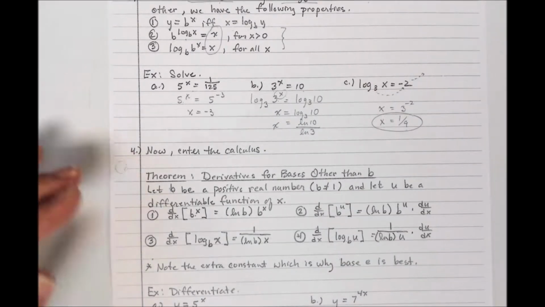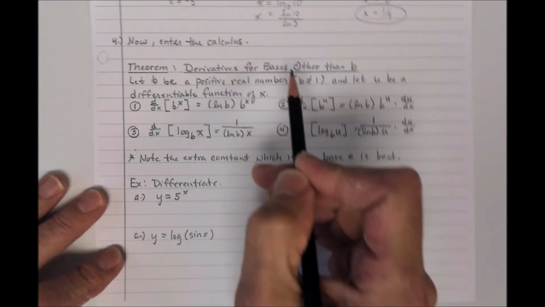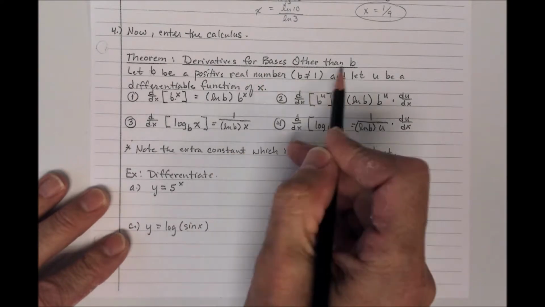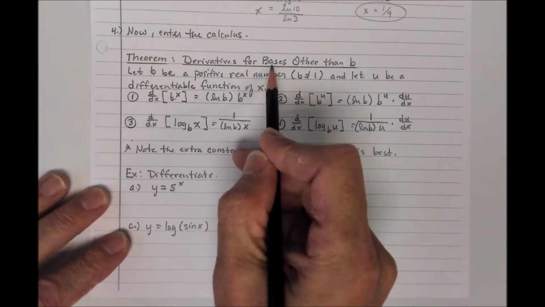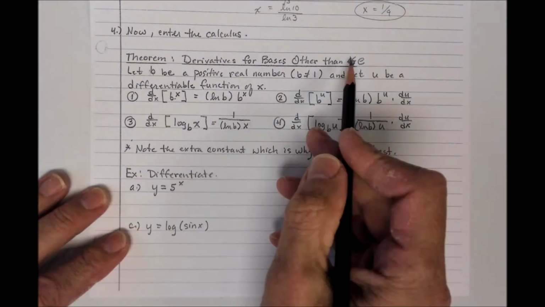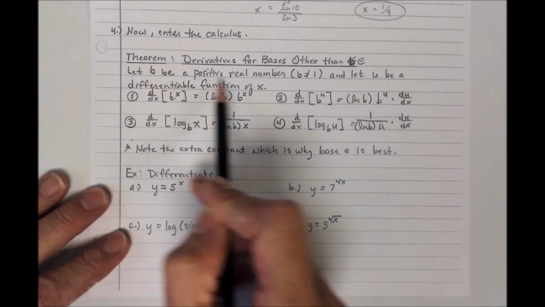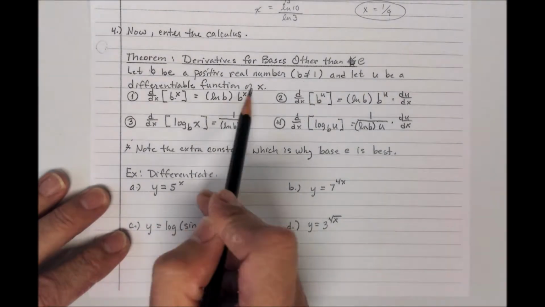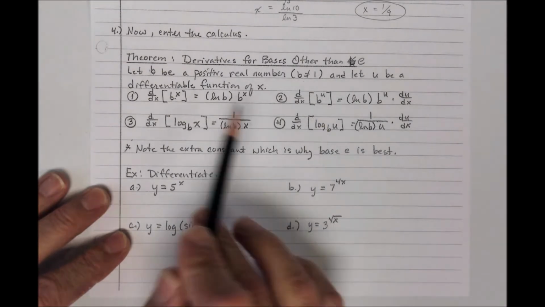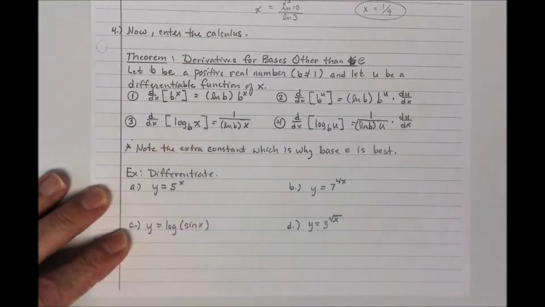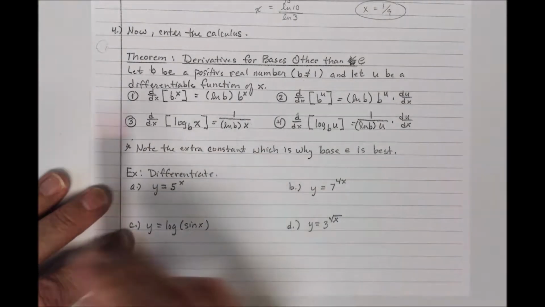Now let's bring into the calculus the following theorem. Derivatives for bases, and this is for exponential and logarithmic functions, for bases other than e. Let b be a positive real number not equal to 1, and let u be a differentiable function of x. As it turns out, this also works for base e, but it's more convenient if you use the formulas that we had in the previous sections.